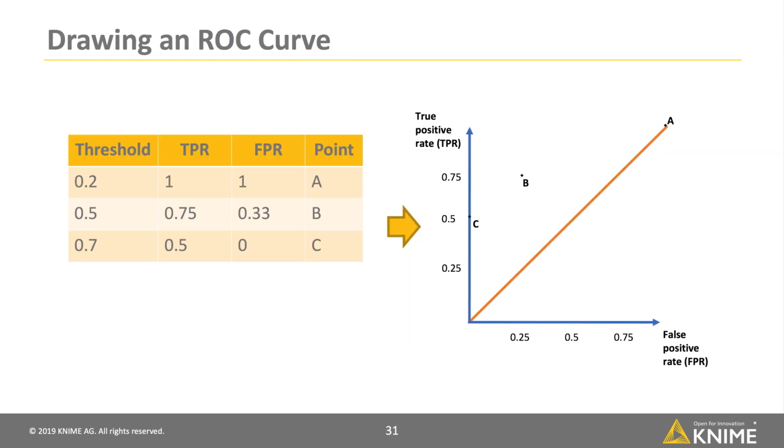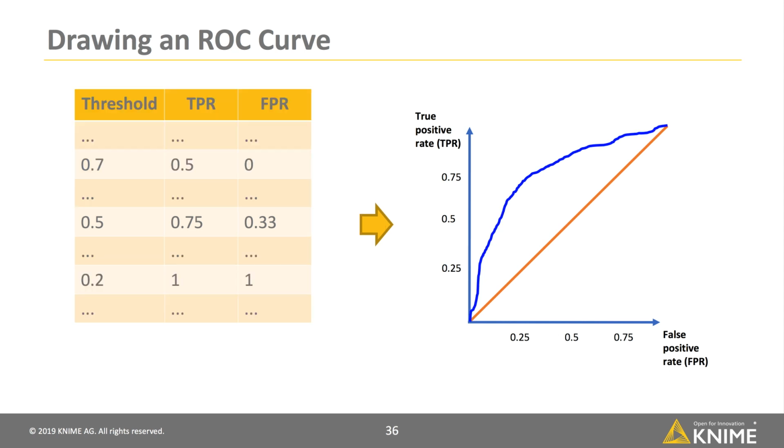For these threshold values, let's plot the false positive rates on the x-axis and the true positive rates on the y-axis. This dot represents the performance of the model for the default threshold, this dot stands for the threshold of 0.2, and this dot for the threshold of 0.7. If we now connect these dots, we have a sketch of the ROC curve. In reality, the ROC curve is drawn based on many more threshold values and therefore many more pairs of these two rates.